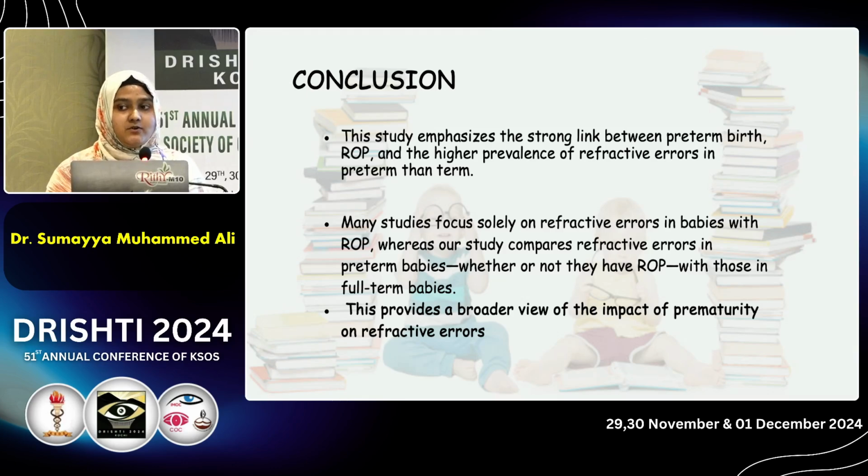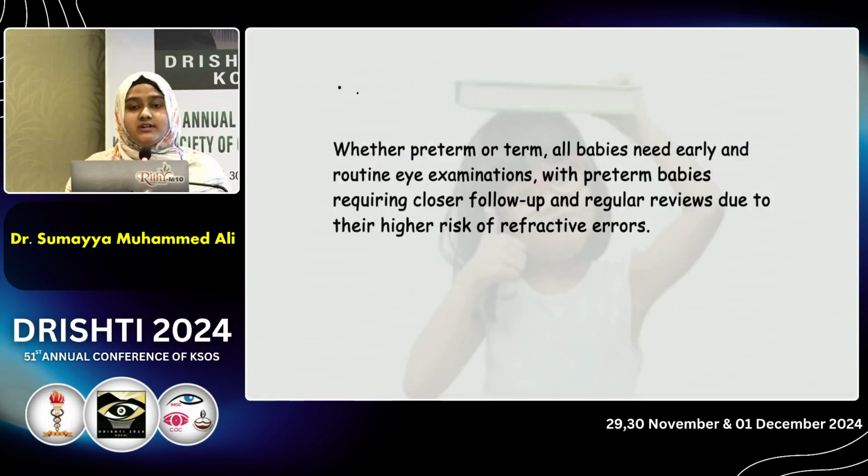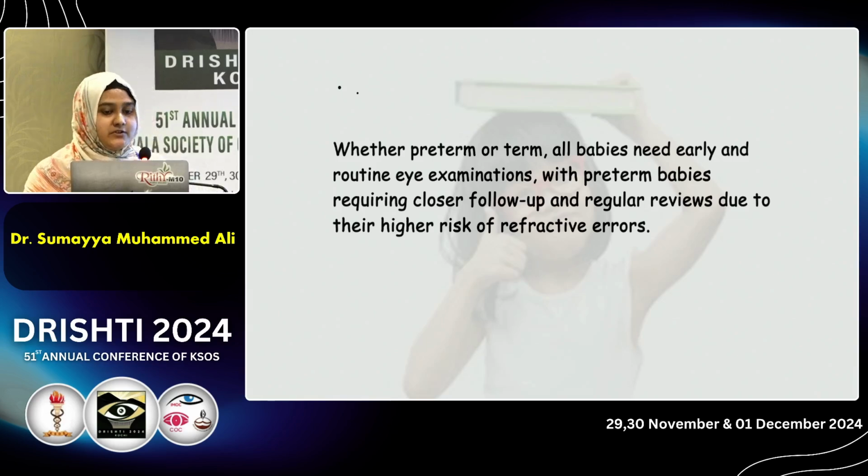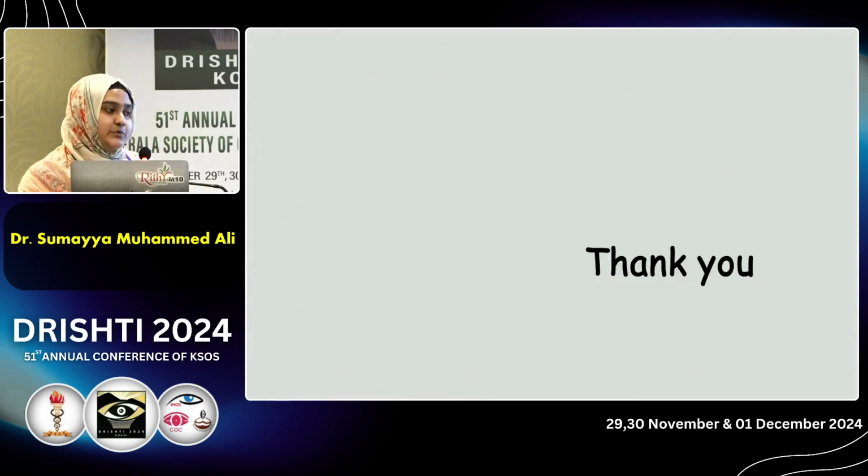Many studies focus solely on refractive errors in babies with ROP, whereas our study compares refractive errors in preterm babies, whether they have ROP or not, with those in full-term babies. This provides a broader view of the impact of prematurity on refractive errors. So in conclusion, whether preterm or term, all babies need yearly and routine eye examination, with the preterm babies requiring closer follow-up and regular reviews due to their higher risk of refractive errors. These are my references. Thank you.